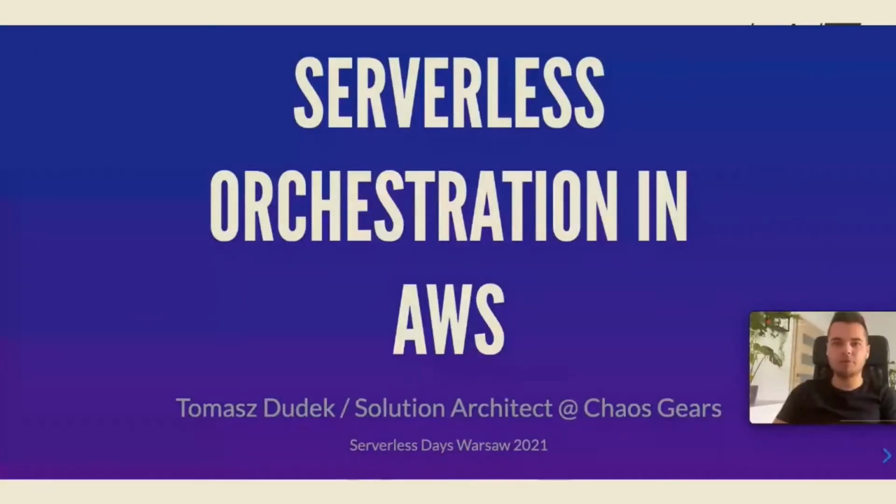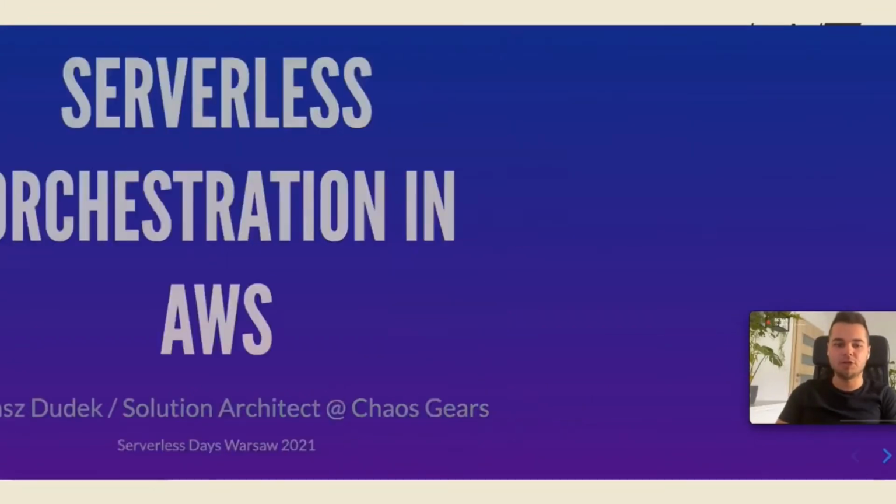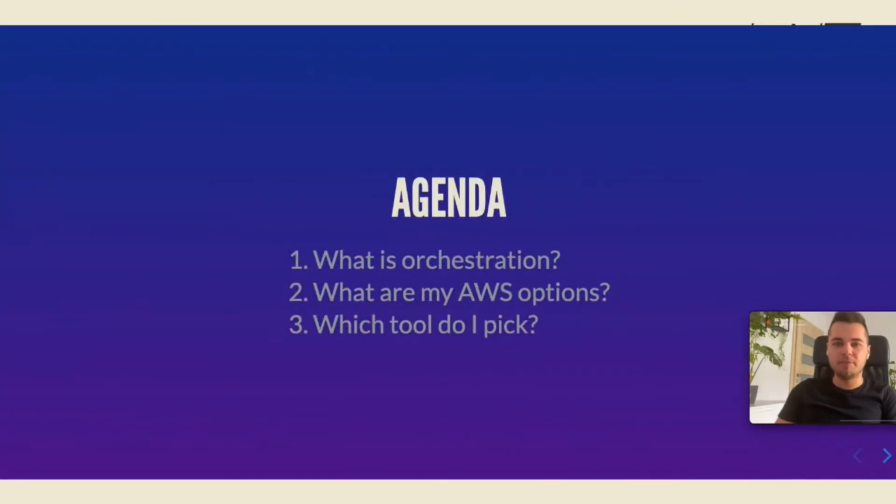My name is Tomasz Dudek. I'm a solution architect working with Chaos Gears, and welcome to serverless orchestration in AWS in terms of machine learning. Moving on with my fast-paced presentation, here's an agenda. What is orchestration? What are my AWS options? And which tool do I pick are the main points.